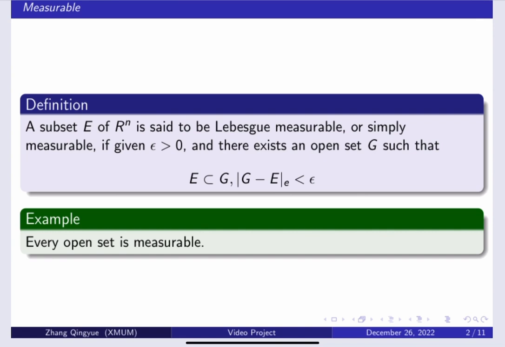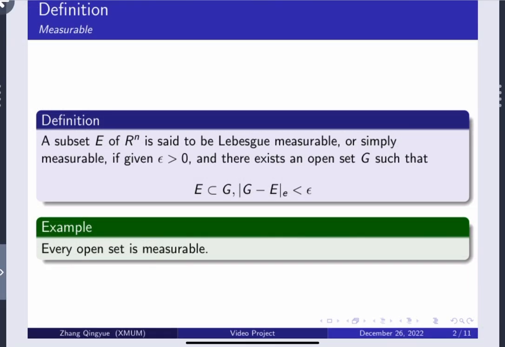A subset E of Rn is said to be Lebesgue measurable, or simply measurable, if given epsilon larger than zero, there exists an open set G such that E belongs to G and the outer measure of G minus E is less than epsilon.